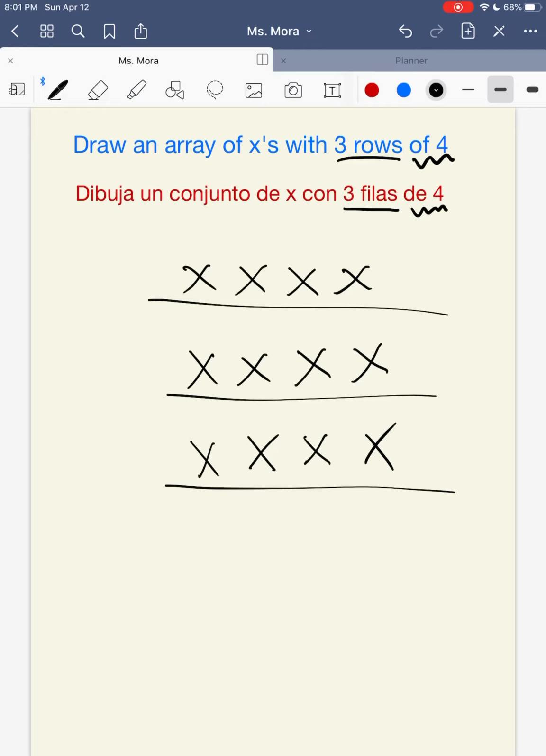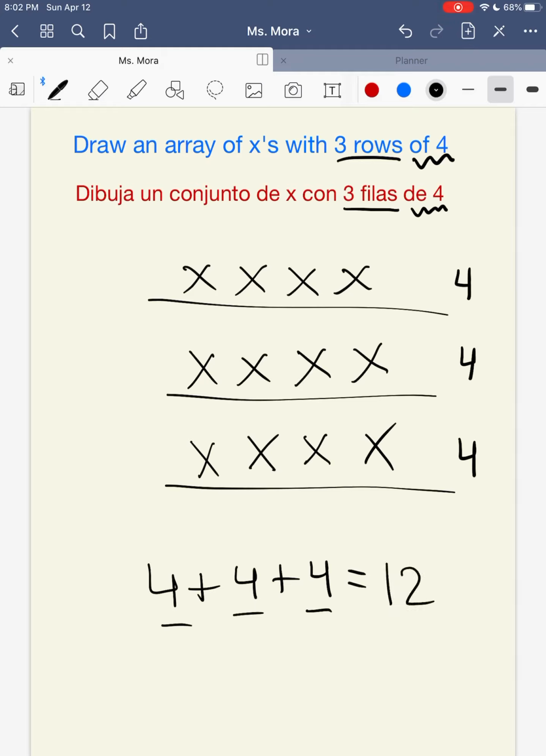Okay, so there, if it helps you out, you can write it on the side down here, okay? So this is 4, and 4, and 4. So when you write it down at the bottom, you have 4 plus 4 plus 4, and 4 plus 4 is 8, plus 4 is 12. So mi suma repetida es 4 más 4 más 4 es igual a 12. So 3 rows of 4 is equal to 12. 3 filas de 4 son igual a 12.